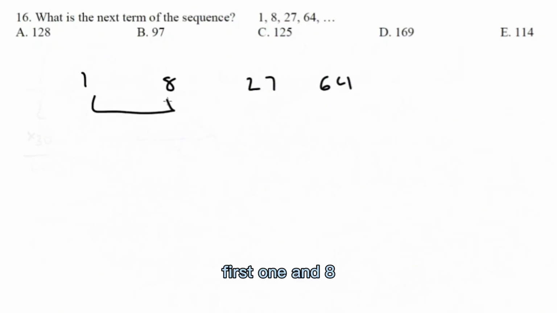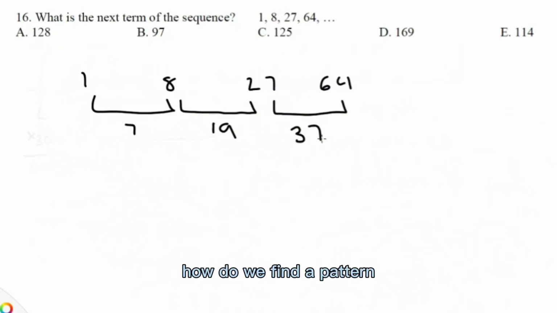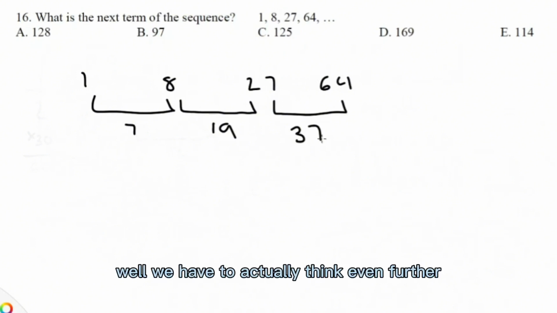First, 1 and 8, there's a difference of 7. Next, 8 and 27. So 27 minus 8 is 19. Next, 27 and 64. Between them, there's a difference of 37. Alright, now using this, how do we find a pattern? Well, we have to actually think even further.